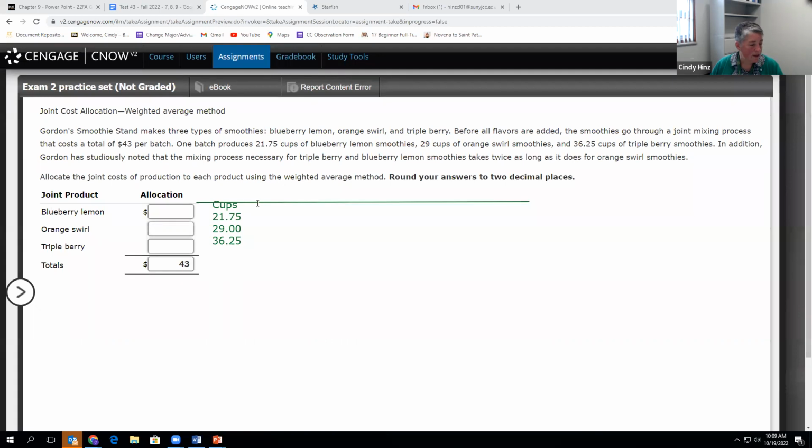Let's do then the weight factor that we're going to apply. And what did it tell us? Triple berry and blueberry lemon take twice as long. So I'm going to give triple berry and blueberry lemon a weight of 2, and orange swirl, which only takes half as much time as the other two, a weight of 1.